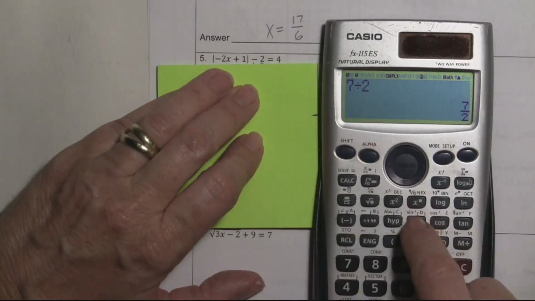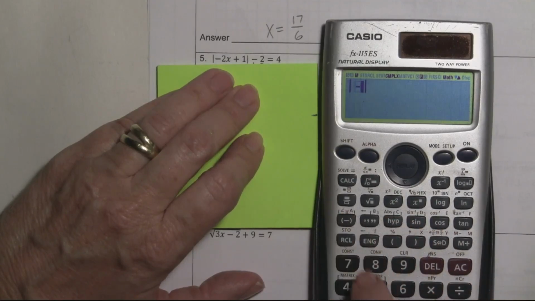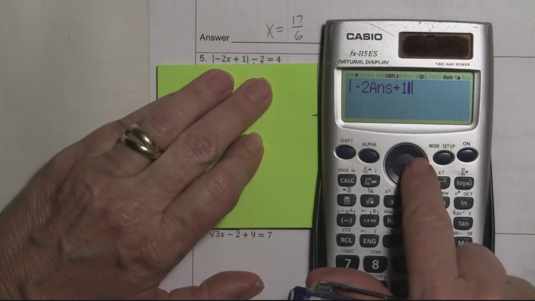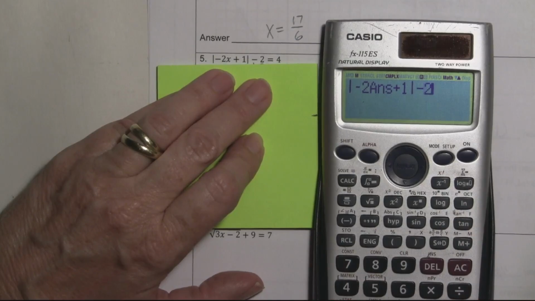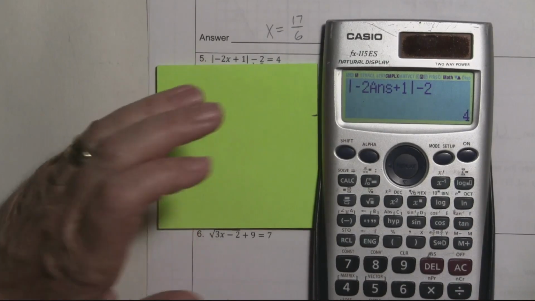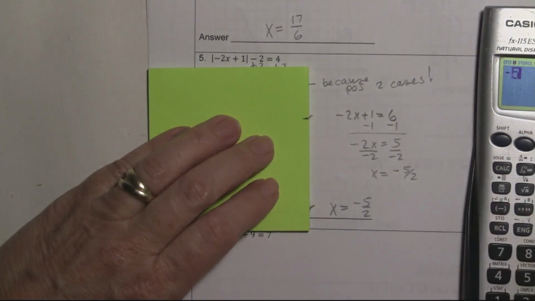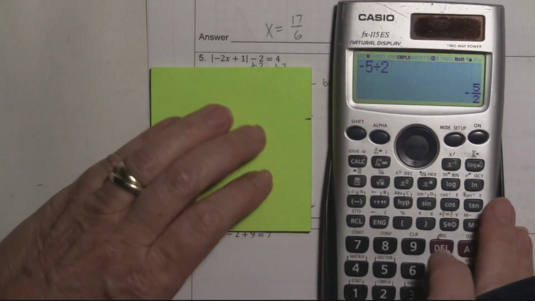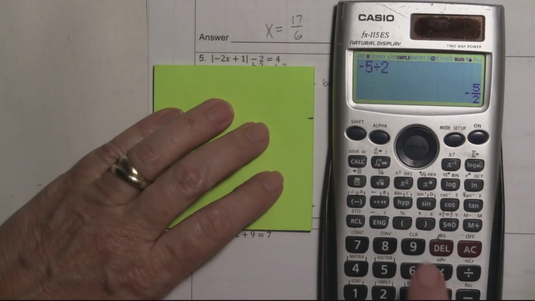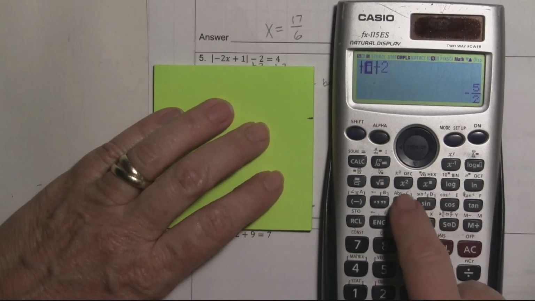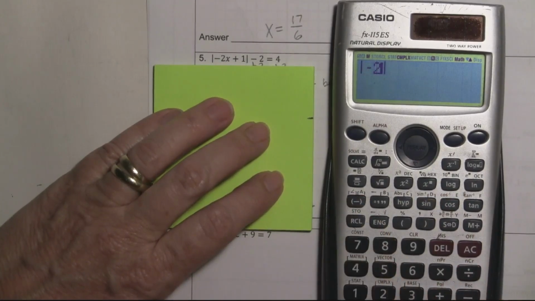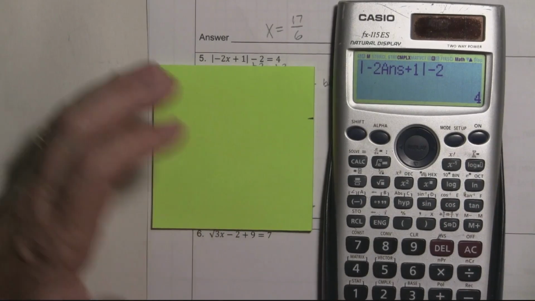So absolute value, negative 2, that answer, plus 1. And then on the outside of the absolute value, take away 2. And I'm thinking that should be 4. And there it is, 4. Now, if I want to try the other answer, which was negative 5 over 2, I got that in there as the answer, so I'm doing the absolute value again. And negative 2 times the answer, so that's negative 5 over 2 plus 1. On the outside, negative 2, that should be 4, and they both work.